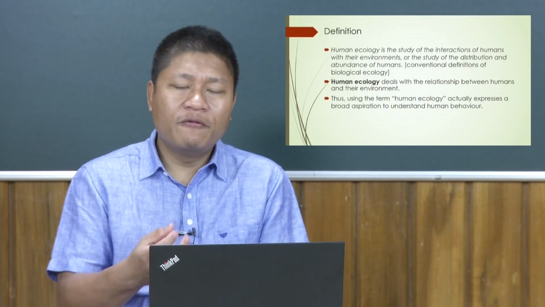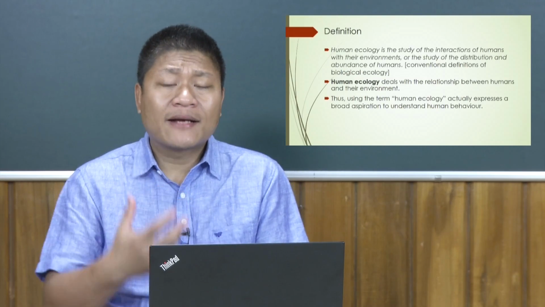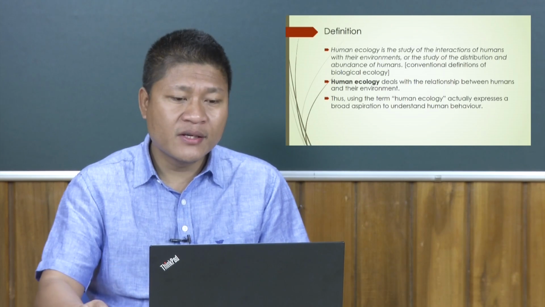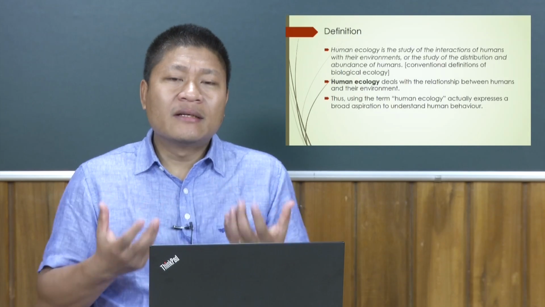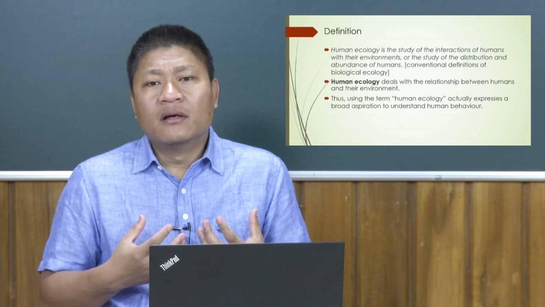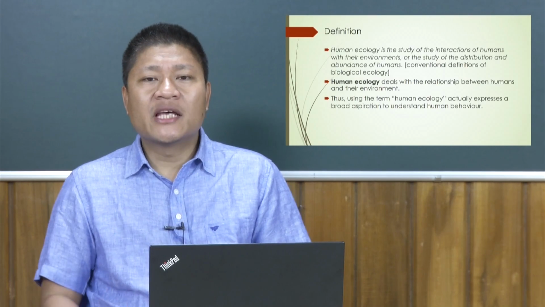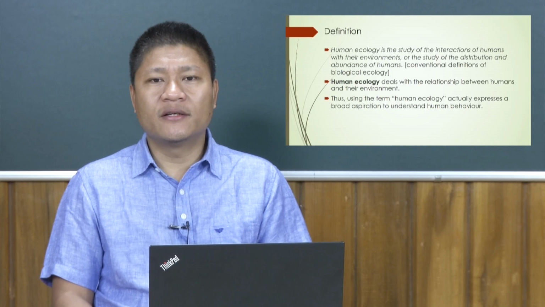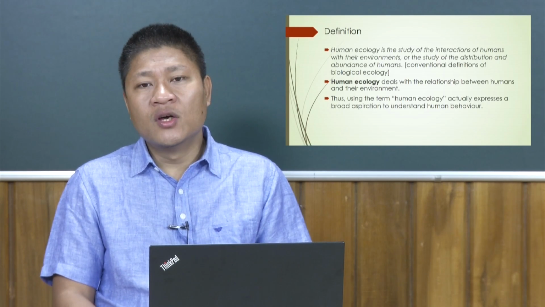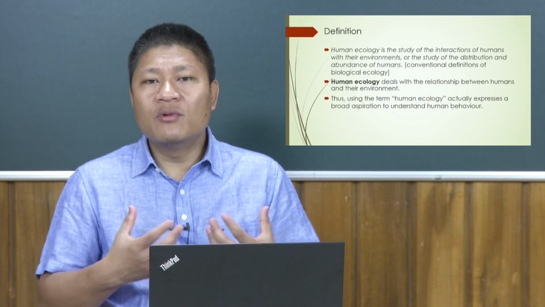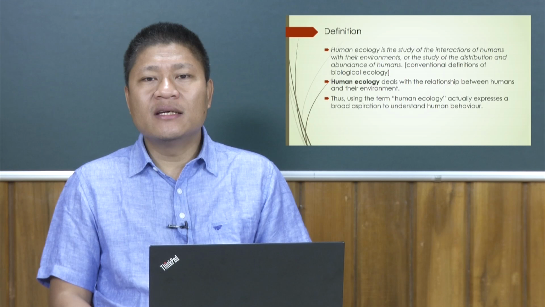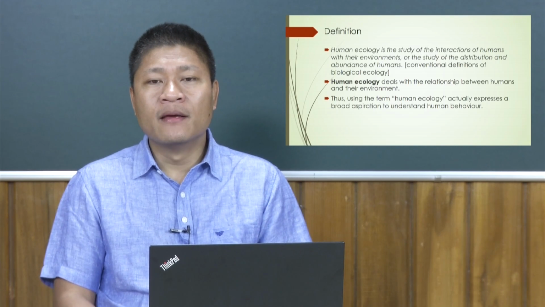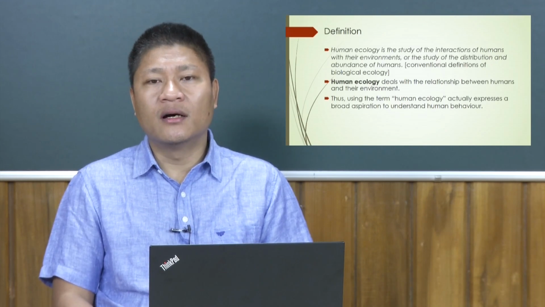Now, therefore, if we use this term human ecology, it actually tries to express broad aspirations to understand human behavior. Now, what is this broad aspiration? There are different embedded meanings within this, in how these aspirations are being expressed. For instance, in a modern capitalist society, these aspirations could be more in terms of accumulation of wealth, because capitalist society is again being influenced or guided by the market economy or the market forces. It is nothing but profit driven ideas.